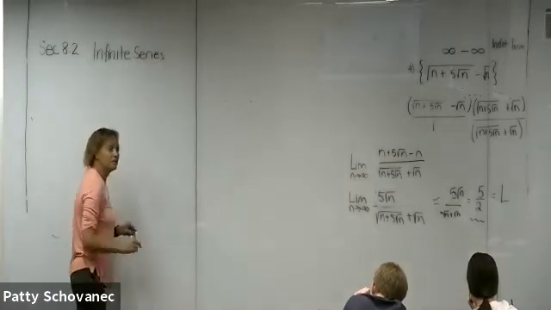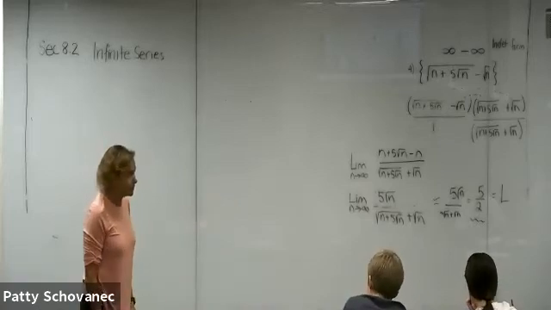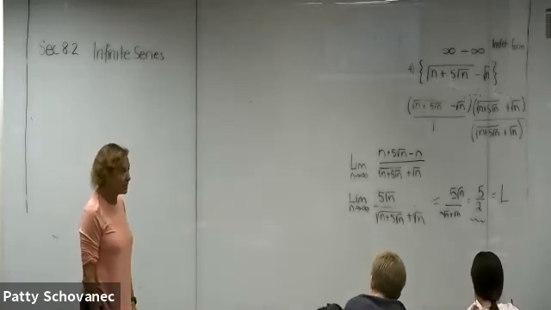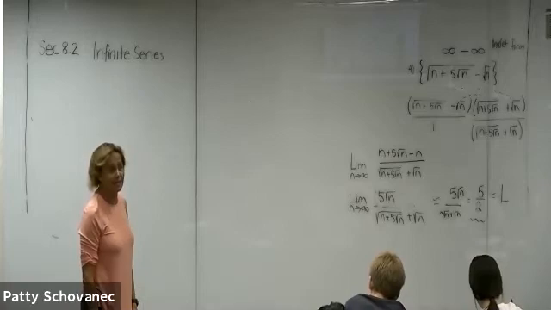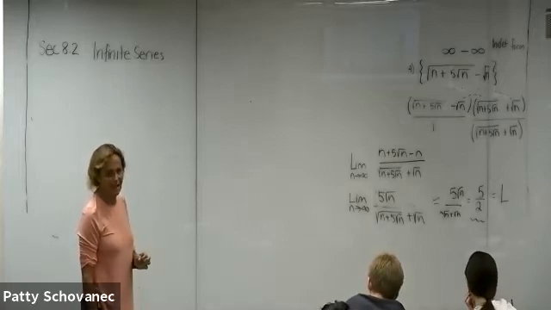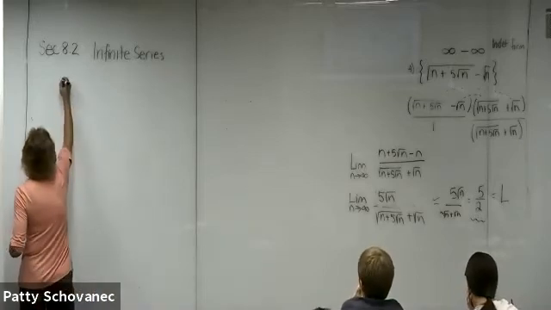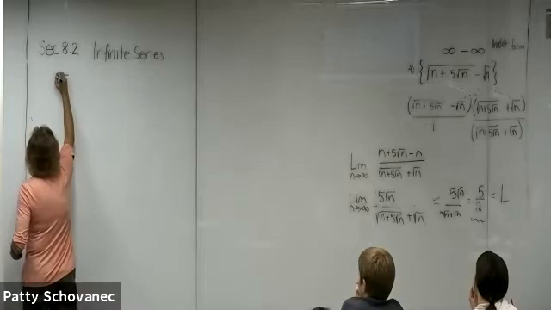In a sequence, we just form a list of numbers and look at the pattern of numbers. In a series, we take the numbers in that list and we add them together. An infinite series is an infinite sum of the terms of a sequence. So we denote a series with a summation symbol.